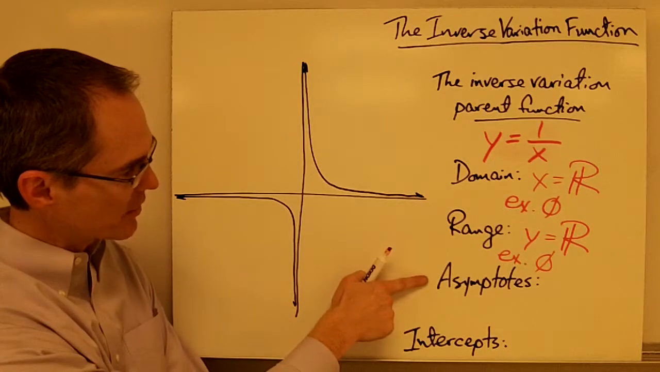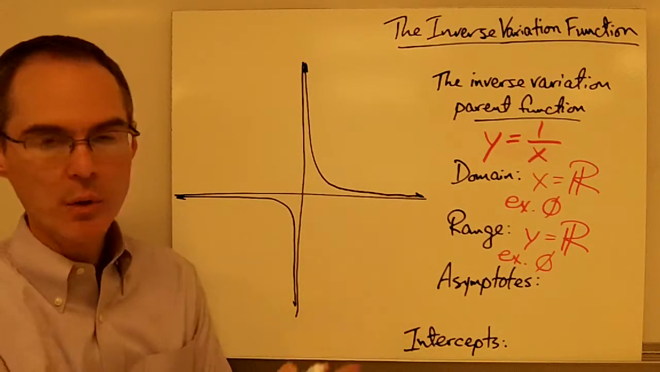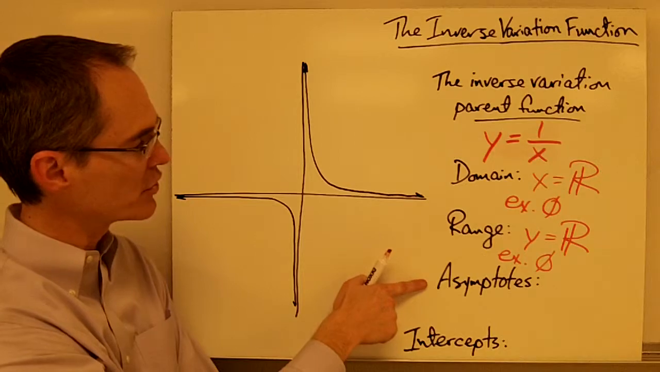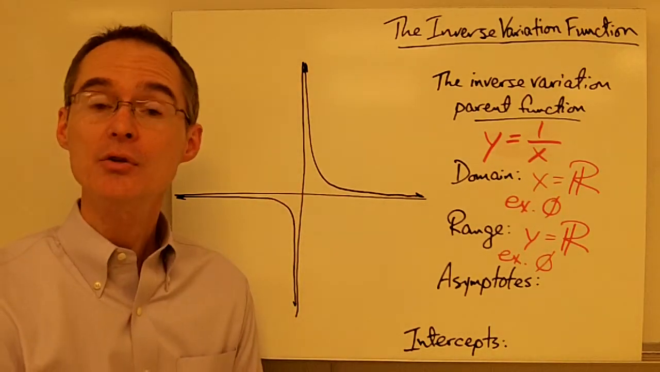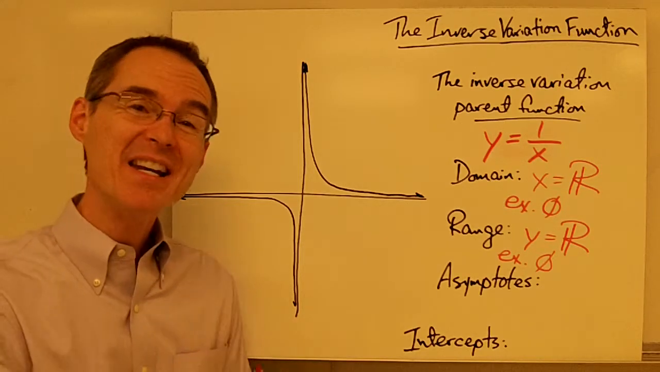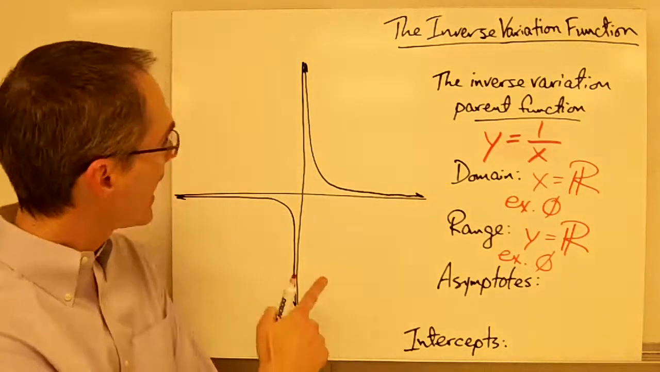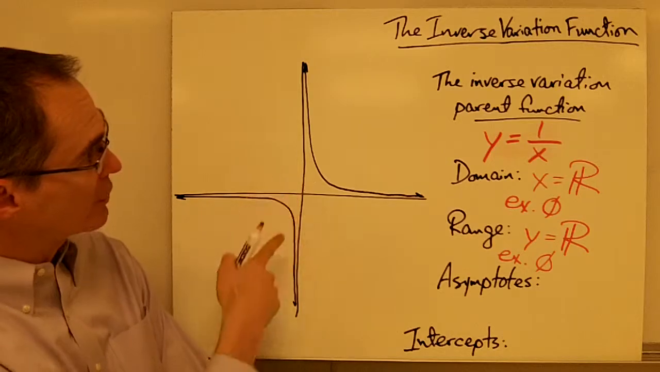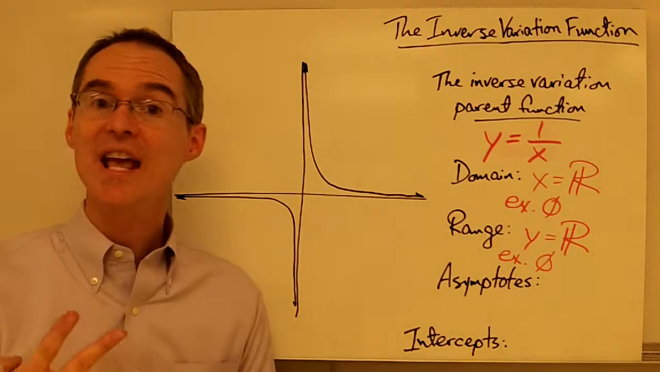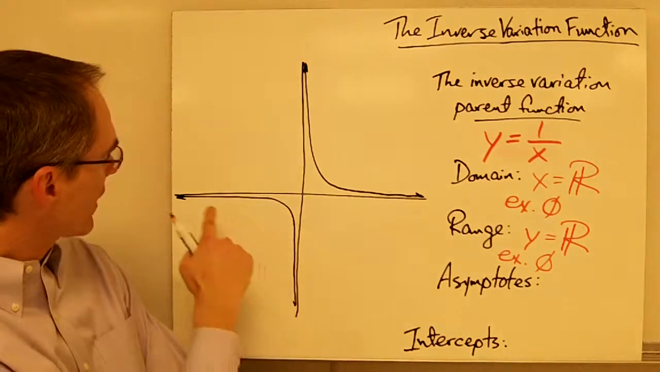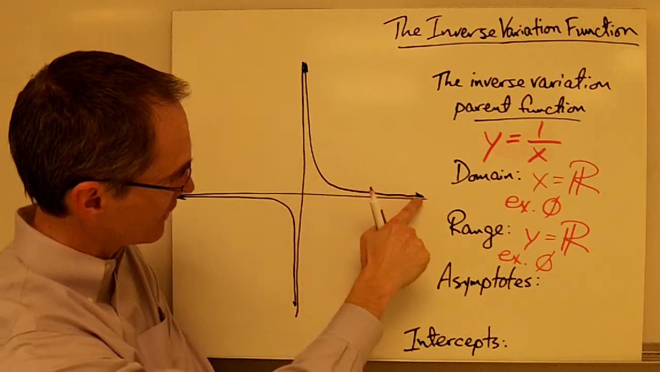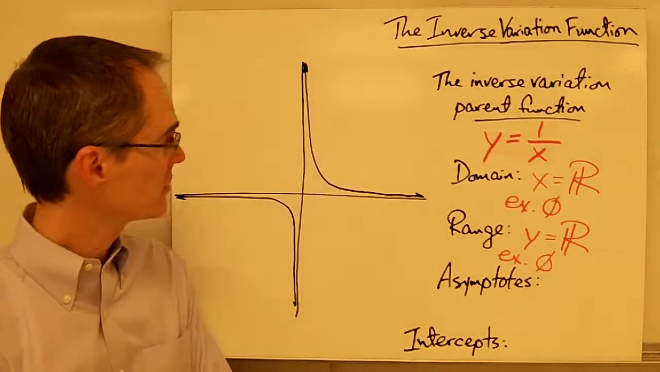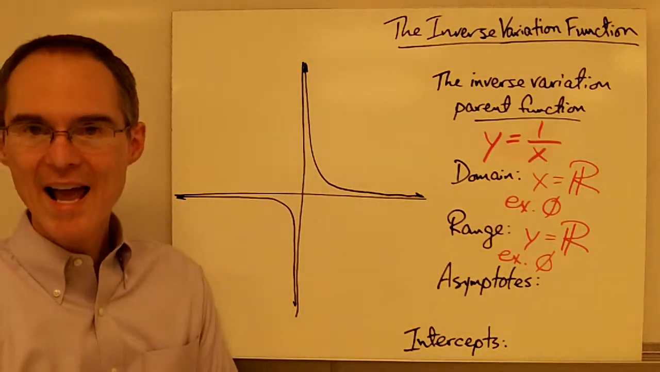Now this turns out to help us identify what we call the asymptotes. An asymptote is just a line that a graph gets closer and closer to, but it never actually touches that line. And you can see for the graph of the inverse variation function, we actually have two asymptotes. One of our asymptotes is the x-axis, because here I can see the graph getting closer to the x-axis, but it never touches. And the other one is the y-axis.